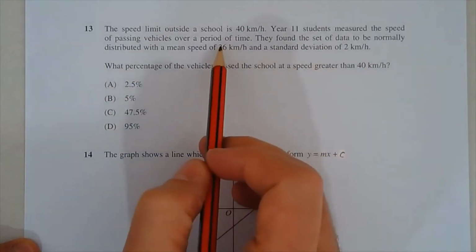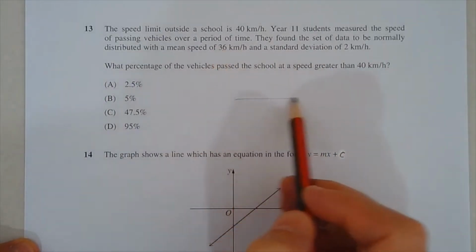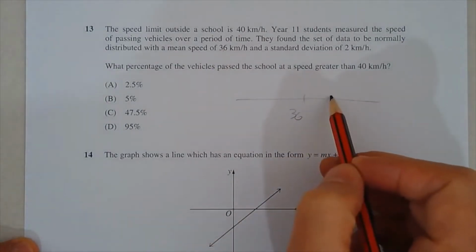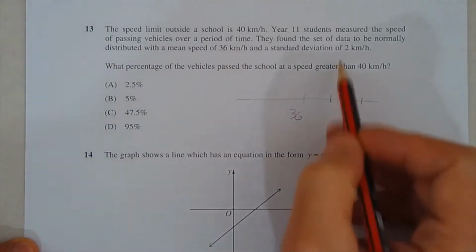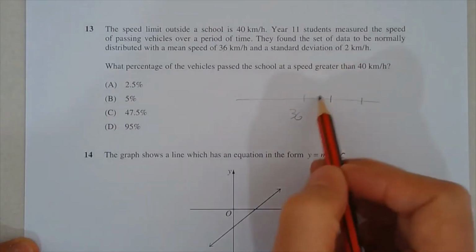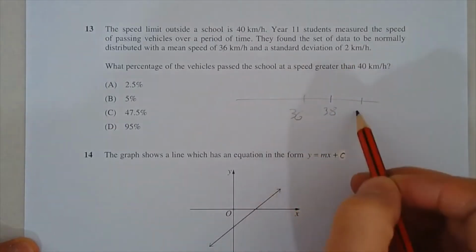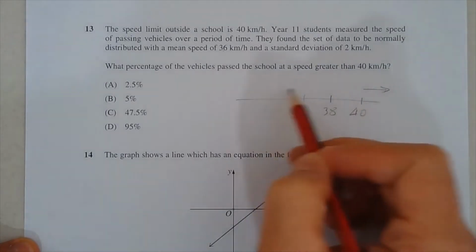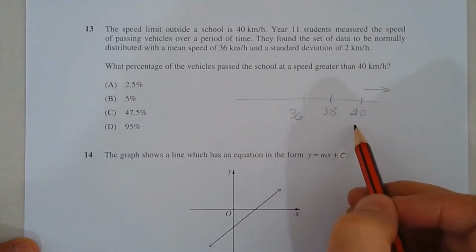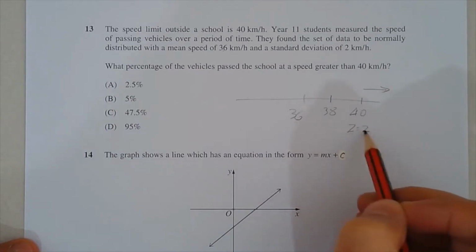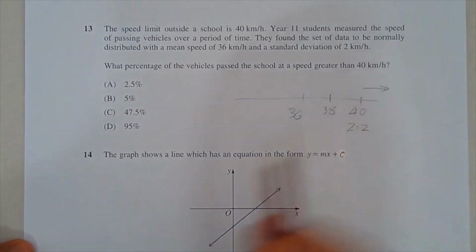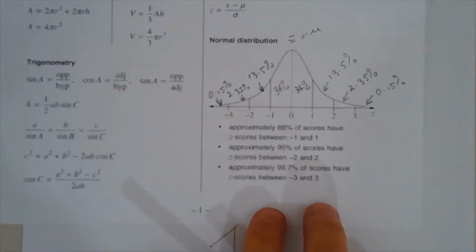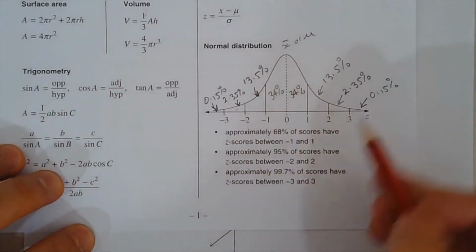So 36 is the mean. I might just draw a quick number line. So if 36 is the mean, okay, we have two standard deviations. So a standard deviation is worth 2. So that's 38 kilometers an hour, 40 kilometers an hour. So we actually want the part of the bell curve that's a Z-score of 2 or higher, or the area under the normal curve. Now, it's always a good idea to sort of fill this in at some point.